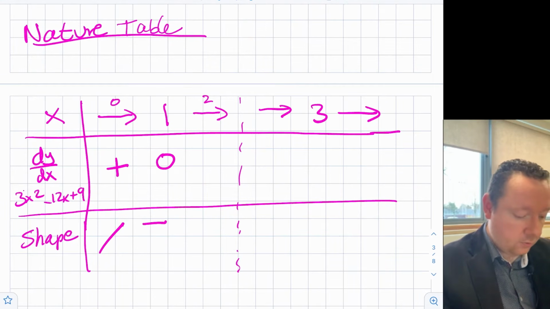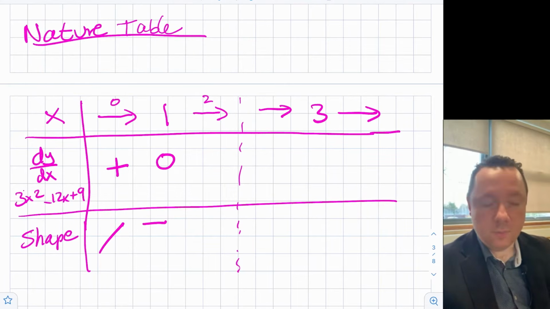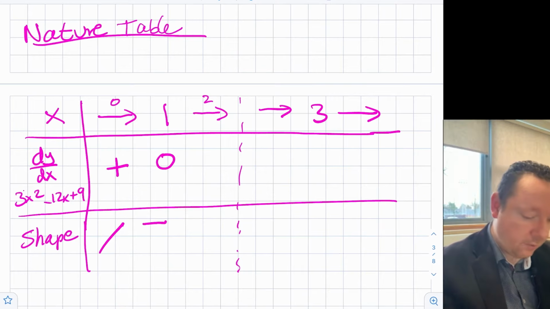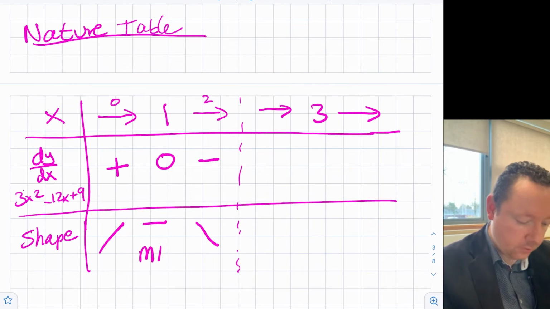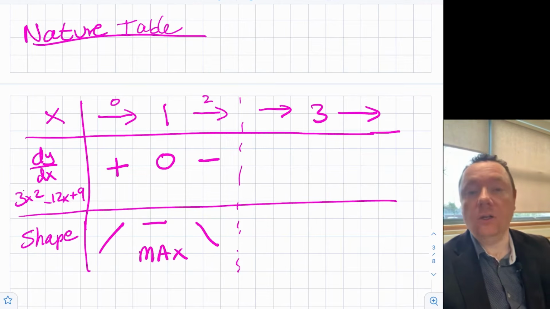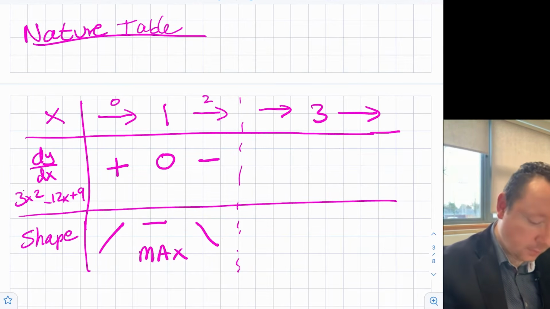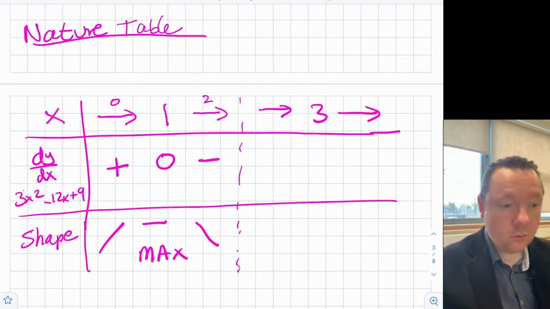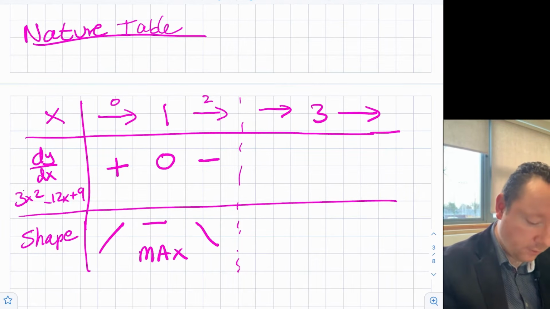2 squared is 4 times 3 is 12, minus 12 times 2 is minus 24, plus 9, that's a negative number, so we're sloping back down the way. So we've got a max for this one. And we can do the same on the other side. So we've already tried 2, so we already know what happens here. We already know that that's negative. We already know that's 0, so we've got going down, going along.